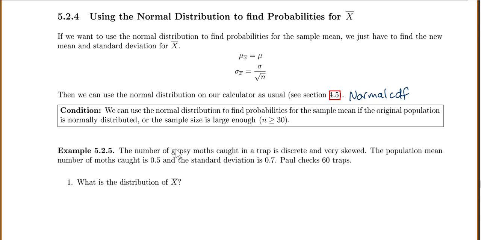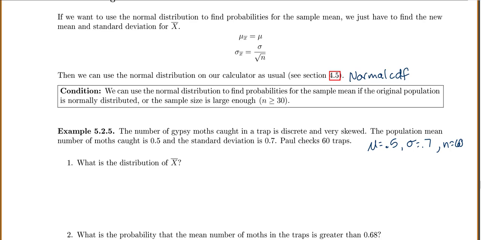Okay, so let's look at this example. The number of gypsy moths in a trap is discrete and very skewed. Okay, so discrete means like you can only have one moth or two or three. It's very skewed. It didn't say which direction is skewed, just that it's skewed. The population mean is 0.5 and the standard deviation equals 0.7. Those are for our original population individual values. And Paul checks 60 traps. Okay. So what's the distribution of x bar?